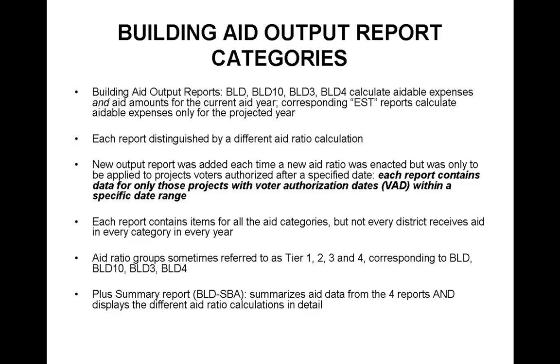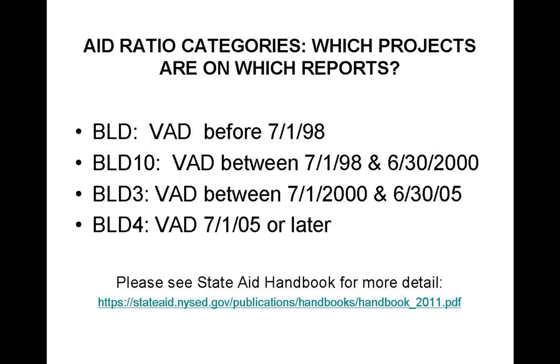I'm not going to go into this in detail, but for your information, here are the specified date ranges for voter authorization dates that identify each output report. And you can look at that. You can use that in conjunction with the materials that Louise will be going over if you want to do some work on your own and look at your own prospective project report. This might help you. And again, I put the handbook link at the bottom of this slide because there is additional information in the handbook about the aid ratio categories.